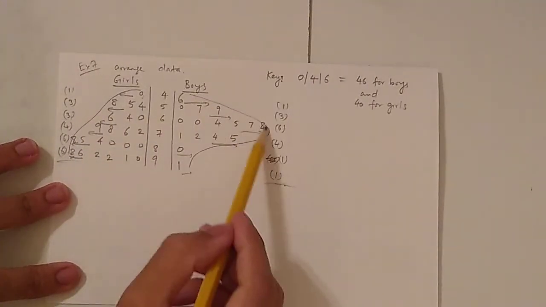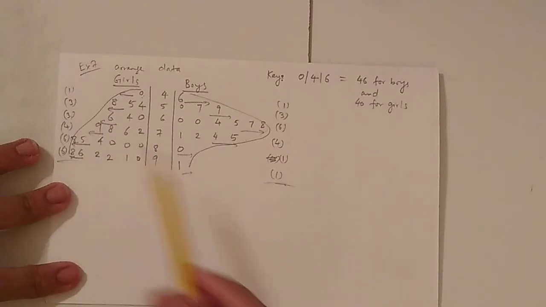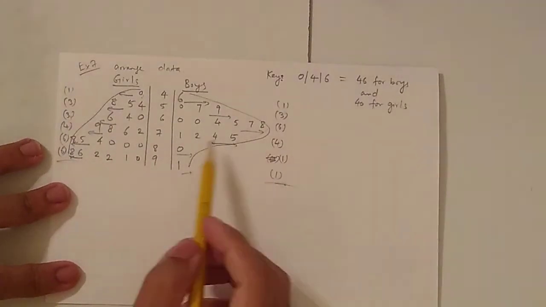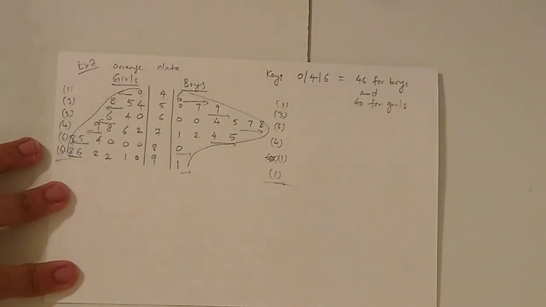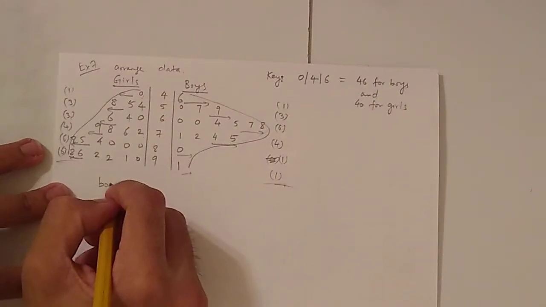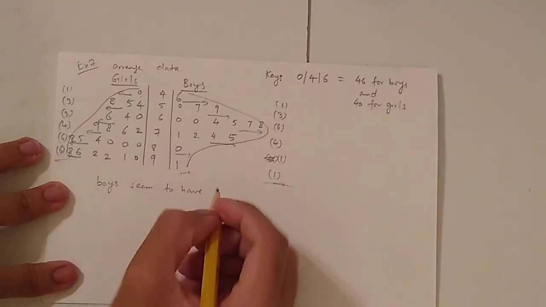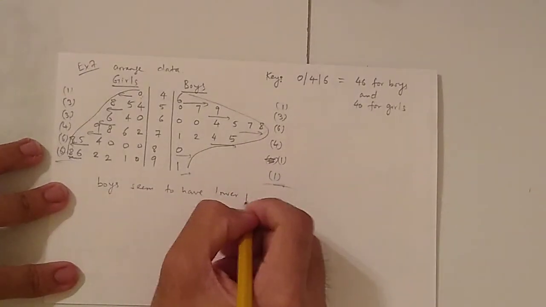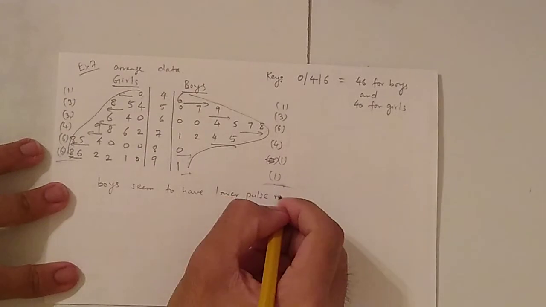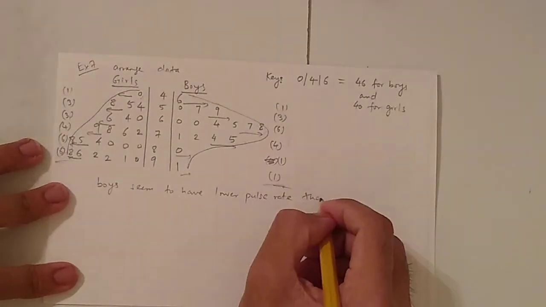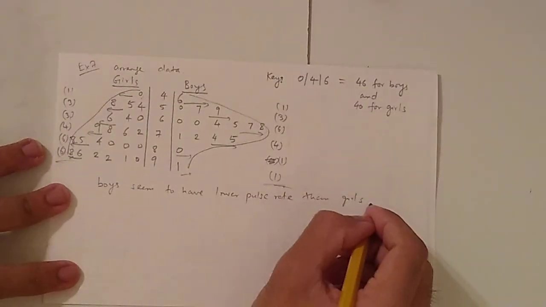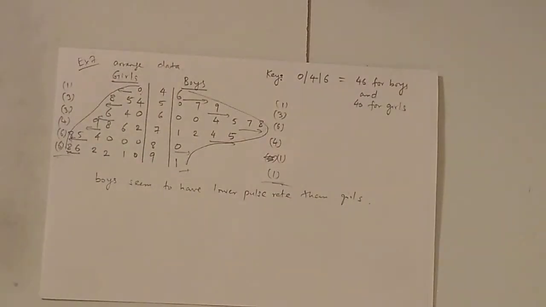Okay, for boys you have more values in the lower stem, for girls you have more values in the higher stem. In other words, when you write down your answer you need to always write in context. So in this case the context should be boys seem to have lower pulse rate than girls, because that's the question. The question is about pulse rate, not about blood glucose. Be careful about what the question is saying.